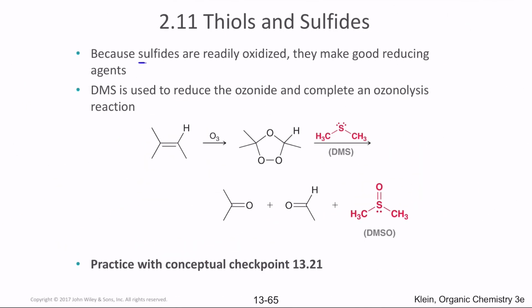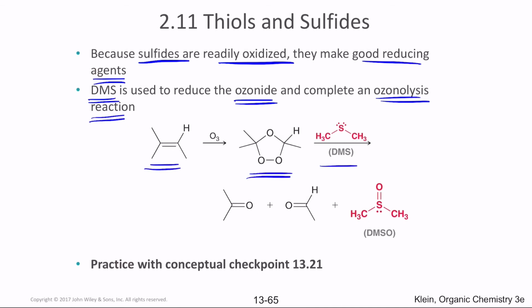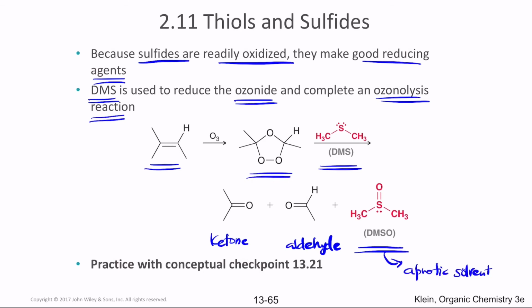Next, because sulfides are generally readily oxidized, they also make good reducing agents. One of them is DMS, dimethyl sulfide, a common compound used to reduce the ozonide to complete an ozonolysis reaction. For example, if you take an alkene, add ozone to it, and finally treat it with dimethyl sulfide, you end up forming a ketone, an aldehyde, and DMSO. DMSO is a common aprotic solvent, generally used for SN2 reactions.